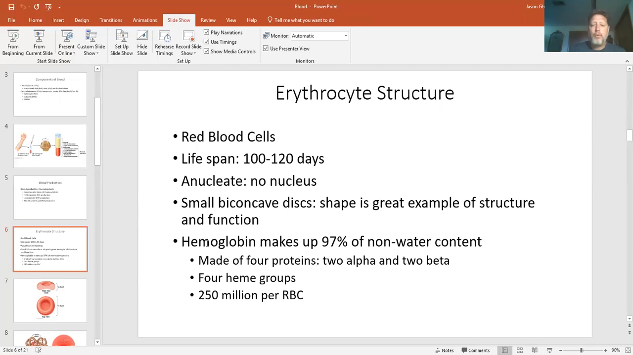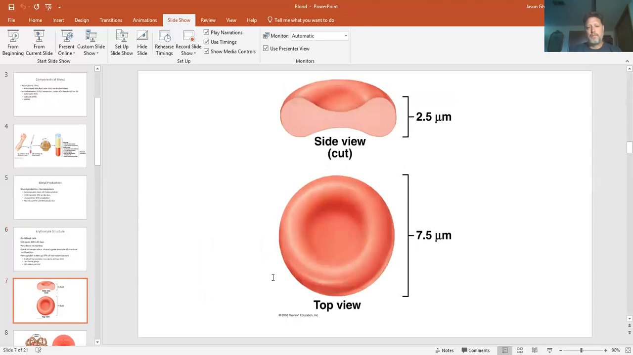Probably the main portion of them is hemoglobin, and it takes up 97% of the non-water portion of it. It's four proteins. There's two alpha, two beta, and each alpha and each beta has a heme group, which is where the iron is. And you have approximately 250 million of these per red blood cell. Let's look at that shape again. There's no nucleus in these cells, so remember that.